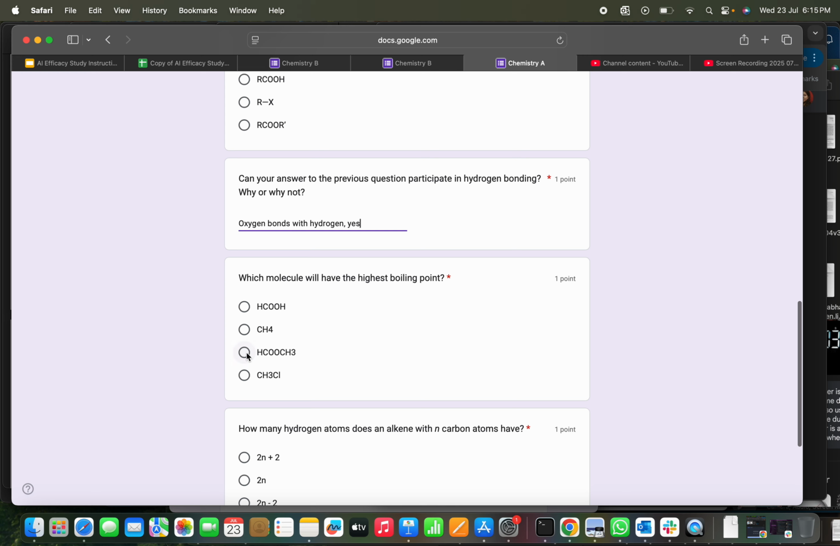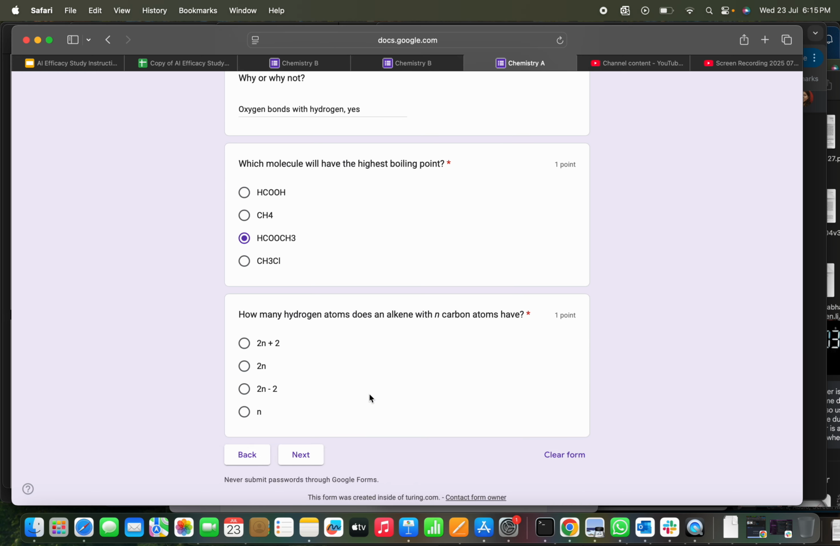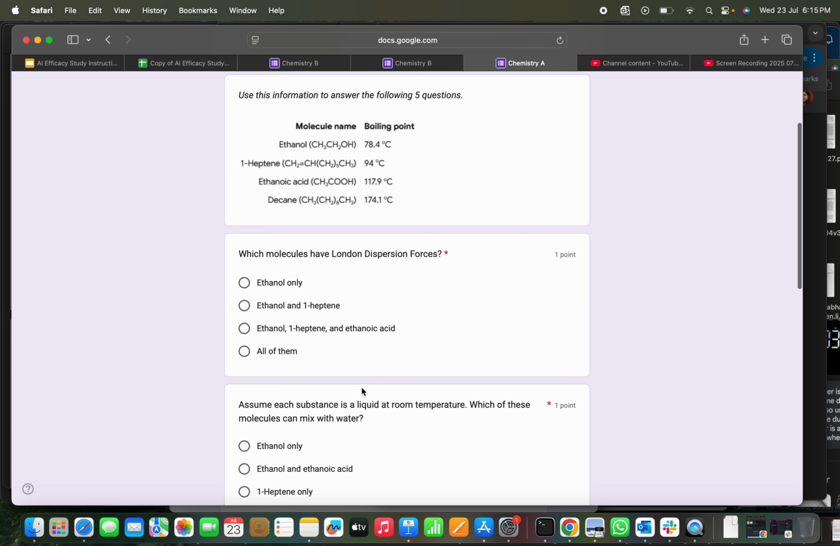O O. I'll go with double O. It forms double bonds. I'm going to need alkane. Alkene has double bonds. So I was finding that and I got it. 2n minus 2. So I know this answer. Okay, so now I have the boiling point.